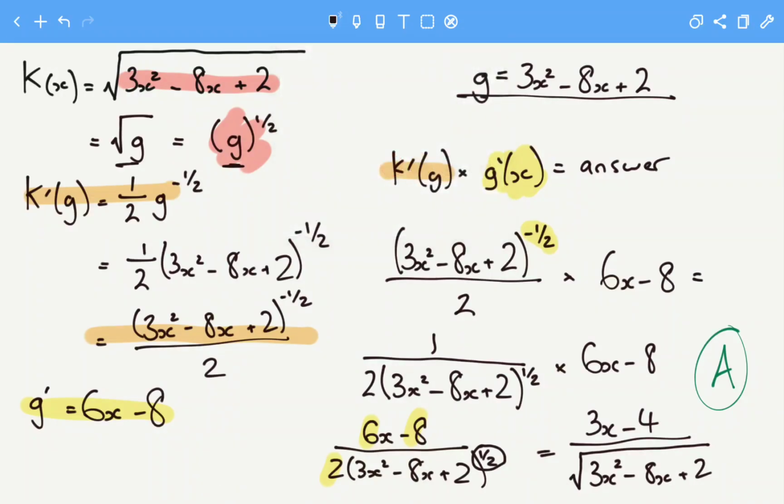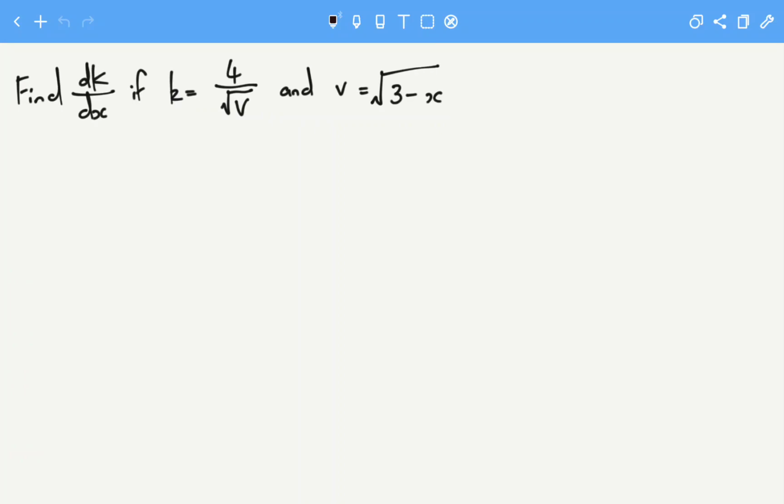Now, I'll give you one example of a merit question for the chain rule. It's going to give you something like this. Find dk over dx if k equals that and v equals that.